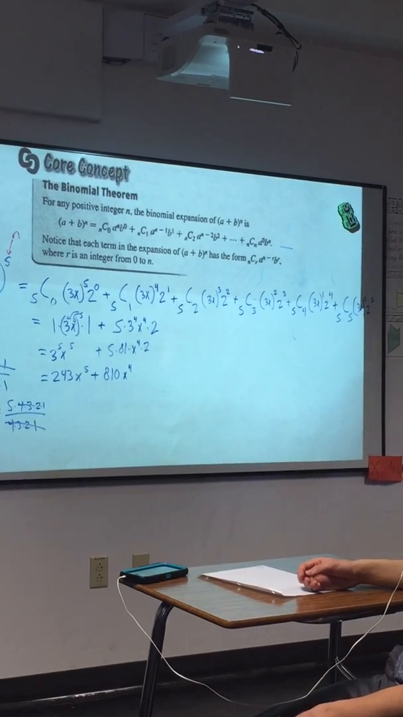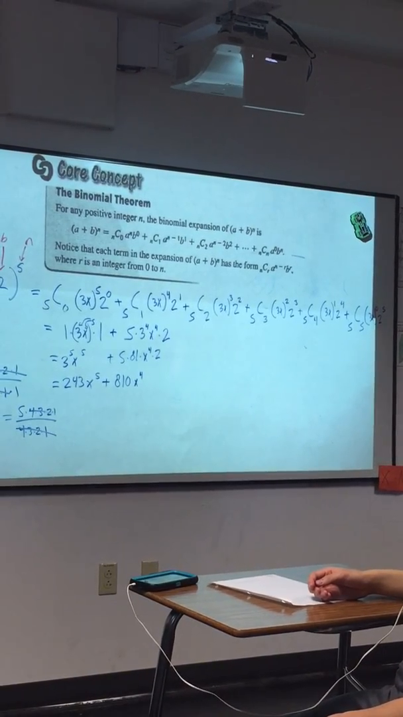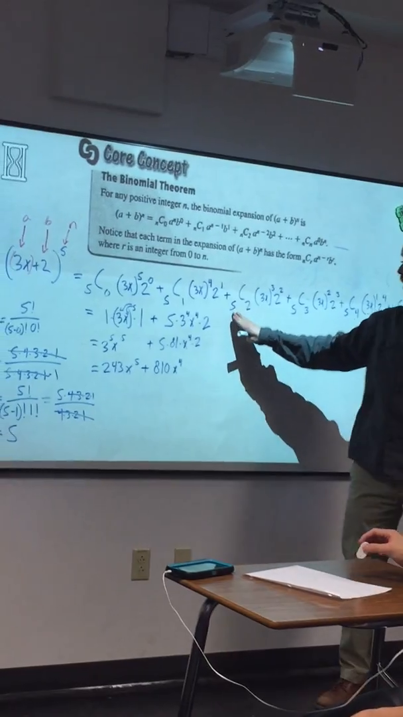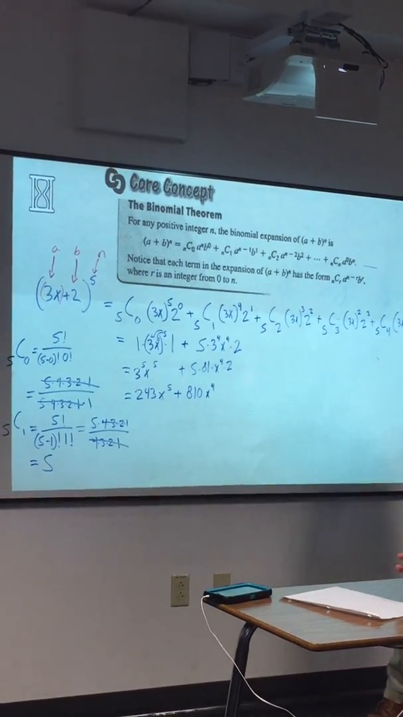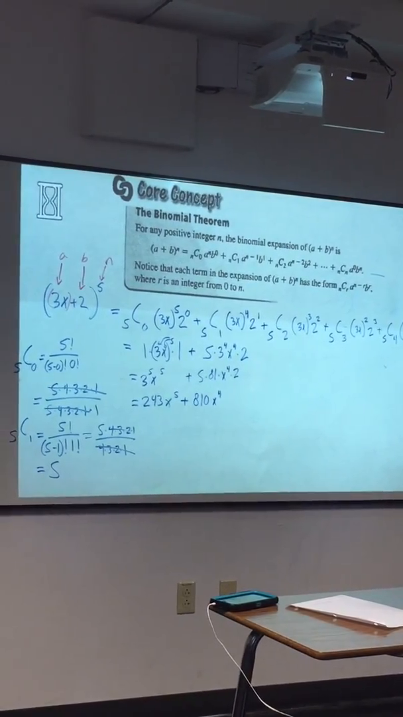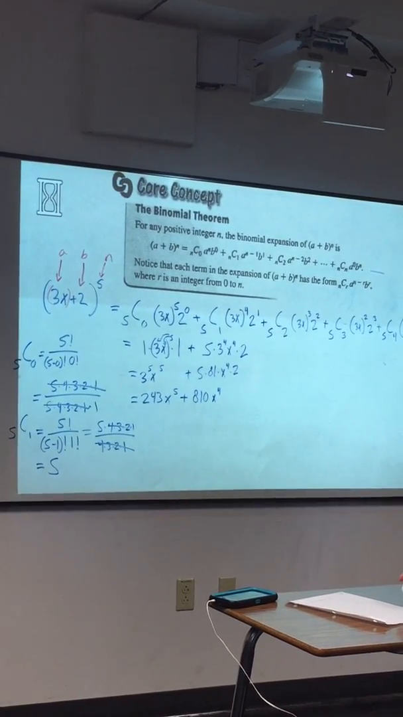Go ahead, Miko. For all the C's, can we just plug it into our calculator? All the C's? So like these expressions right here. Yeah. You can plug it into your calculator, absolutely. There's also another way we can do that, and we'll talk about it in a second. But Noah, you had a question too.